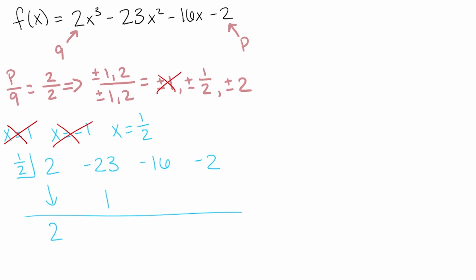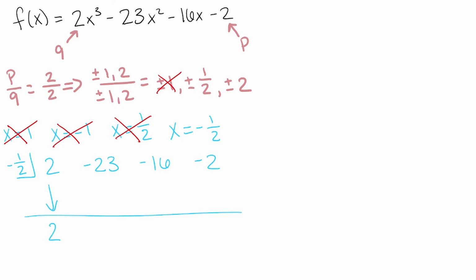Negative 23 plus 1 is negative 22. 1/2 times negative 22 is negative 11. Negative 16 plus negative 11 is negative 27. 1/2 times negative 27 is negative 27 over 2. Negative 2 plus negative 27 over 2 is negative 31 over 2. Just 4 over 2 plus 27 over 2 gives us negative 31 over 2. And that is not 0, so we know that positive 1/2 is not a solution. So now let's look at negative 1/2.